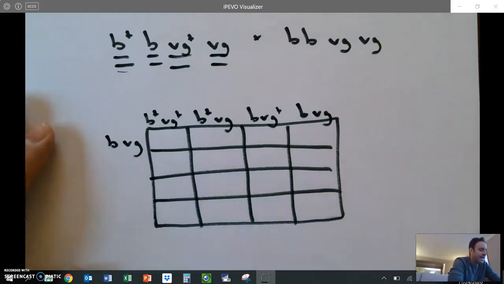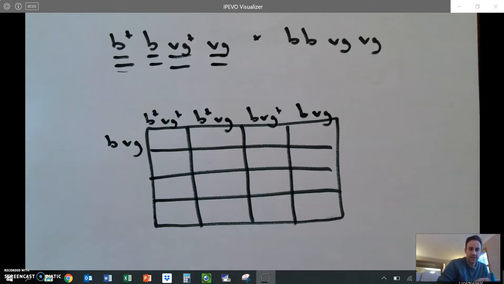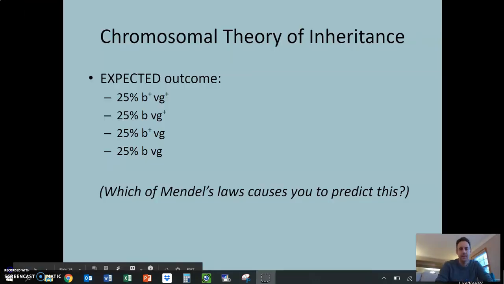Now if you fill that in, which I'm confident at this point you could all do, let's see what results we expect. And there it is. We would expect a 1 to 1 to 1 to 1 ratio of B plus VG plus, B VG plus, B plus VG, and B VG. And which of Mendel's laws cause you to predict this? The law of independent assortment, right? Just like we've said. So let's actually go to the lab and do the experiment and see what we get.